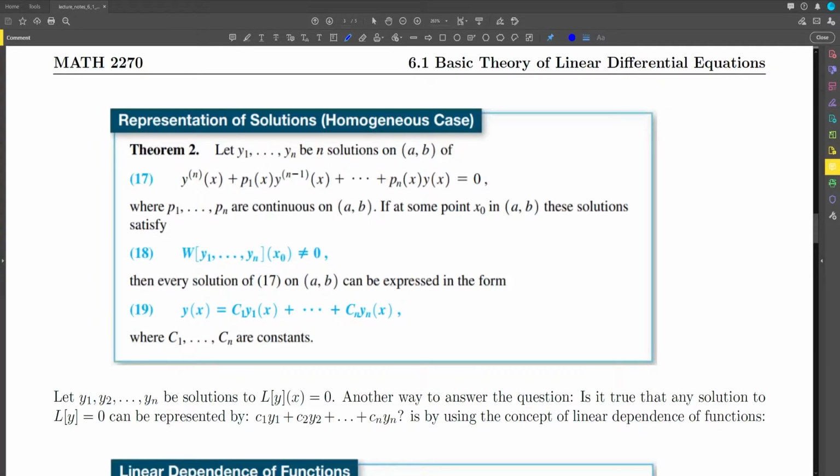Now, let y1, y2 up to yn be solutions to the homogeneous differential equation. Another way to answer the question, is it true that any solution to the homogeneous differential equation can be represented by c1y1 plus c2y2 plus dot dot dot plus cnyn, is by using the concept of linear dependence of functions.